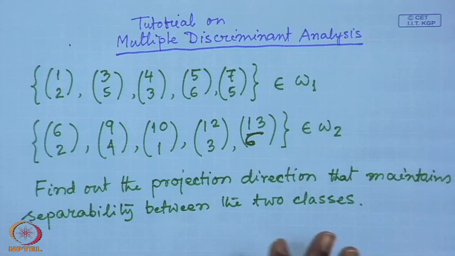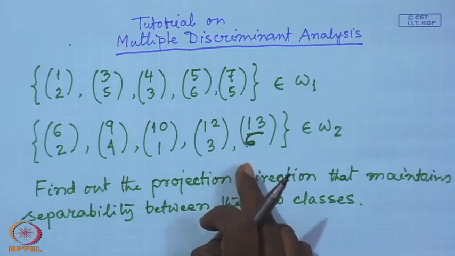And of course, before finding out such a projection direction which maintains the separability, we will find out the best projection direction so far as data representation into a lower dimensional space is concerned, and then we will solve this problem. We will find out the projection direction that will maintain the separability, so that we can compare the performance of the two, so that we can demonstrate that in one case the separability is maintained and in the other case the separability is not maintained.